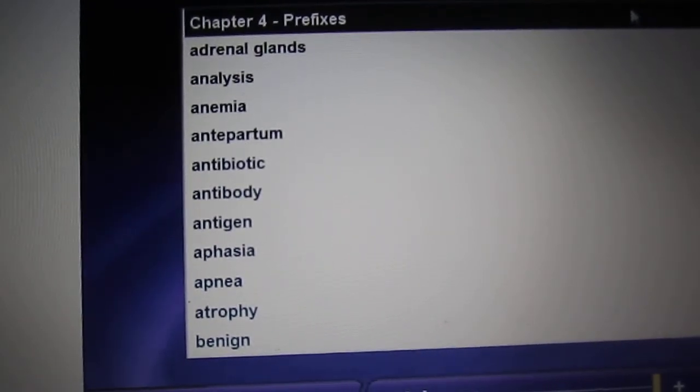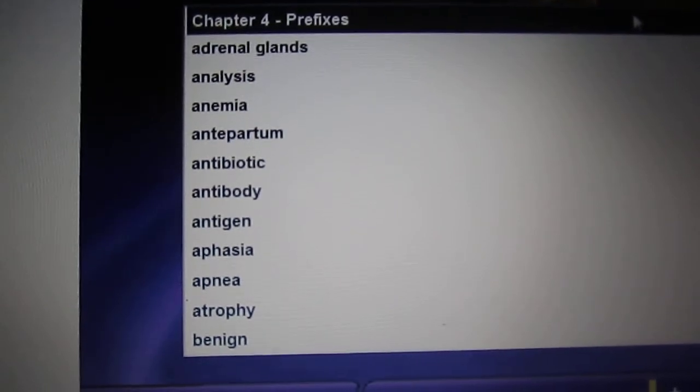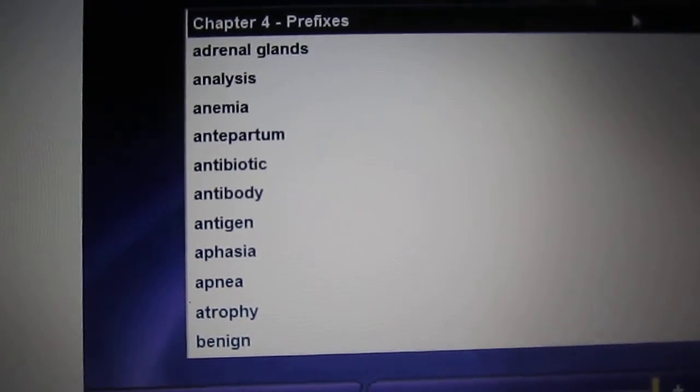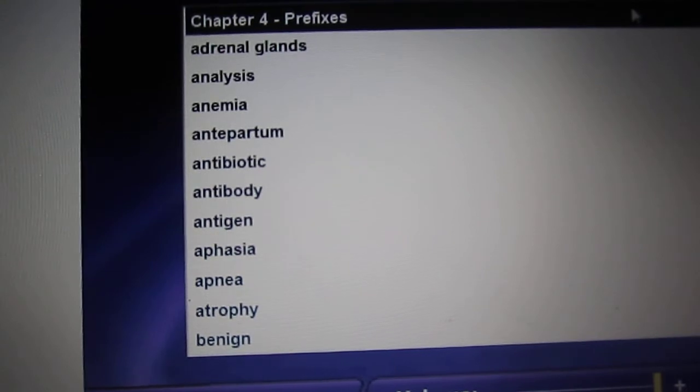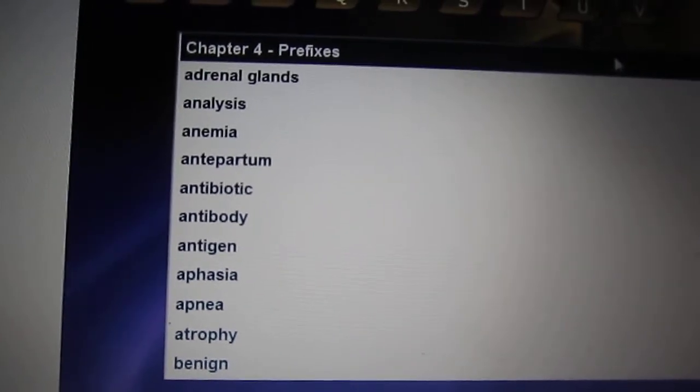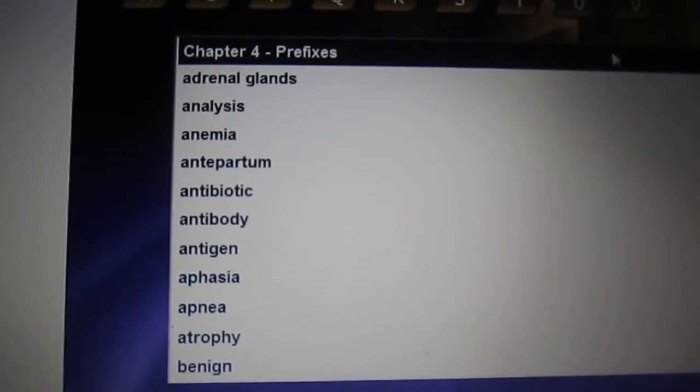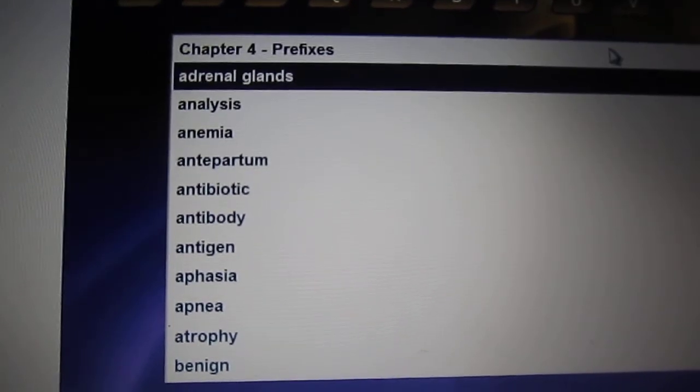Don't forget to pay particular attention to the appendices in this chapter. They provide valuable additional information and illustrate the terminology in the chapter. Let's begin Chapter 4. Adrenal glands.